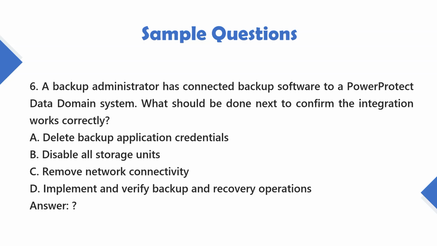6. A backup administrator has connected backup software to a PowerProtect Data Domain system. What should be done next to confirm the integration works correctly? A. Delete backup application credentials. B. Disable all storage units. C. Remove network connectivity. D. Implement and verify backup and recovery operations.